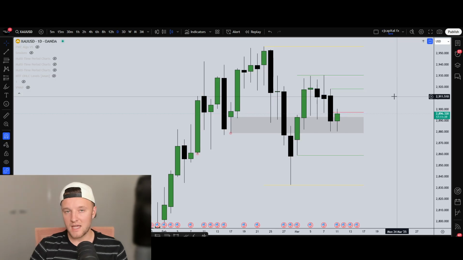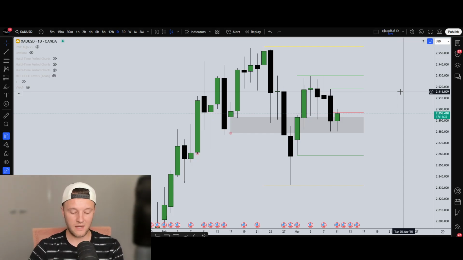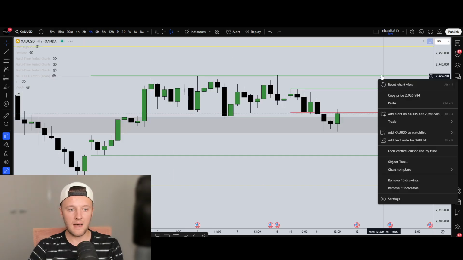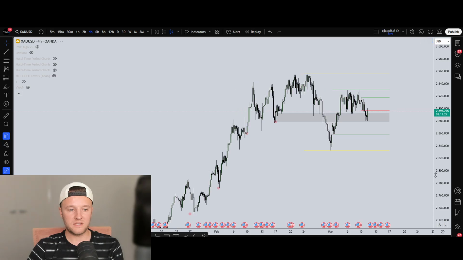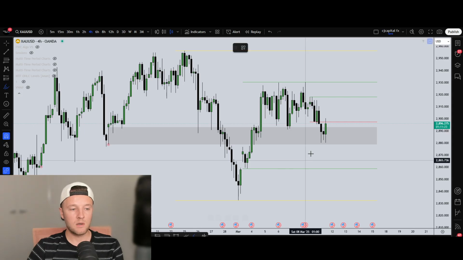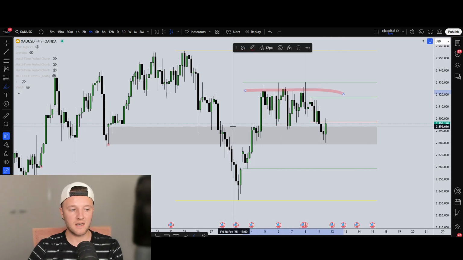But again, that may change as we go into London session and New York session, depending what kind of move we get. If we get a strong bullish push to the upside, I mean, it's difficult, because if we do get that bullish push to the upside, we'll just be pushing back into this consolidation.